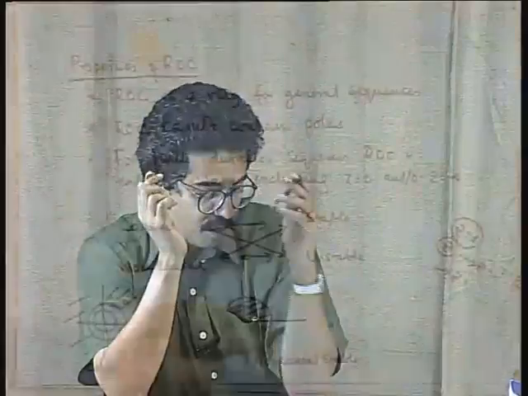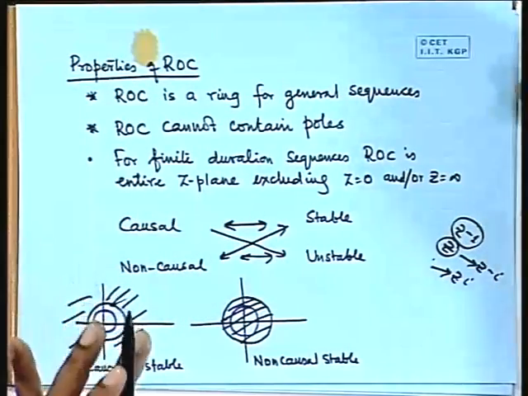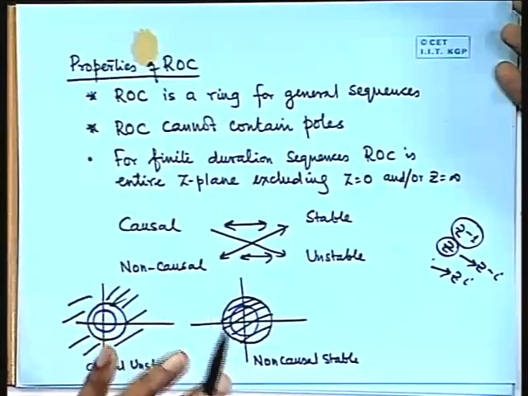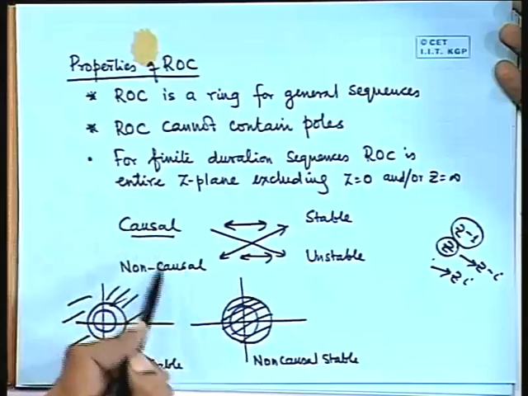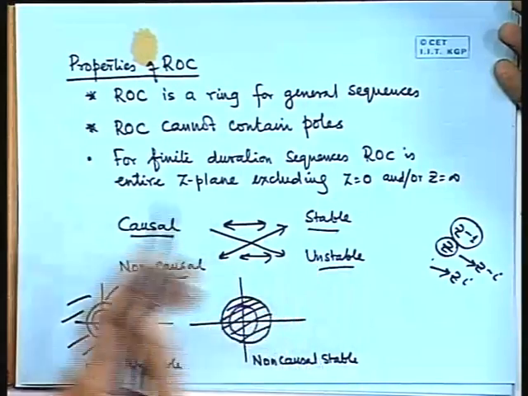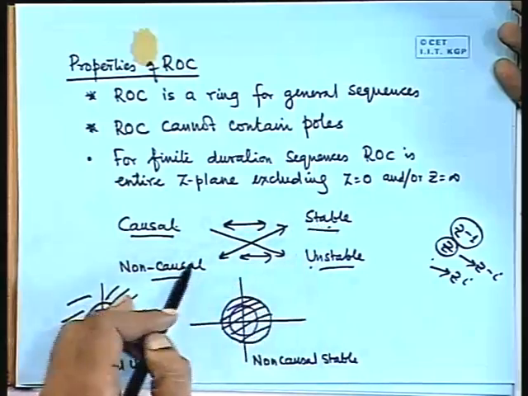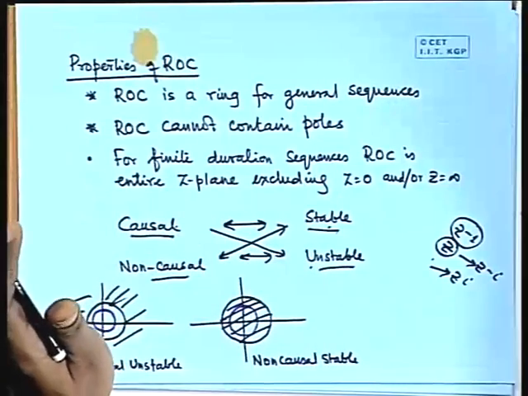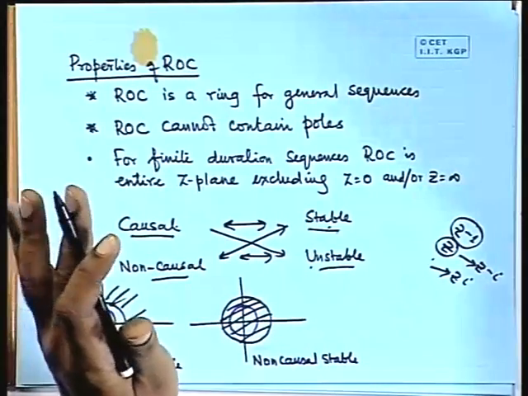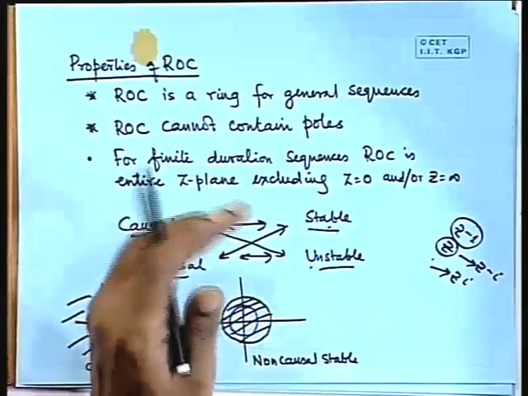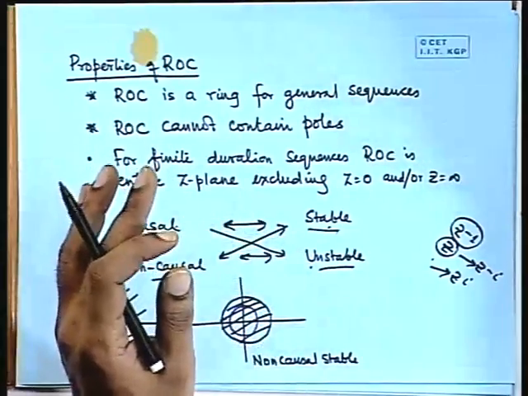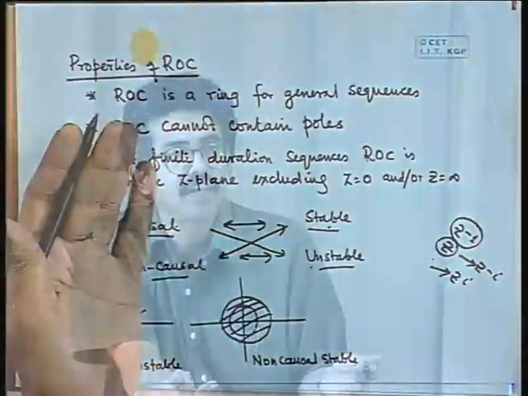Now we must remember that there is as such no connection between causal, non-causal, stable and unstable. That is, you can have a causal unstable, a causal stable, a non-causal stable, a non-causal unstable; all combinations are possible. So why we are talking about non-causality is because, as I said, in many signal processing applications you actually use non-causal filters. So we need to know their properties as well.